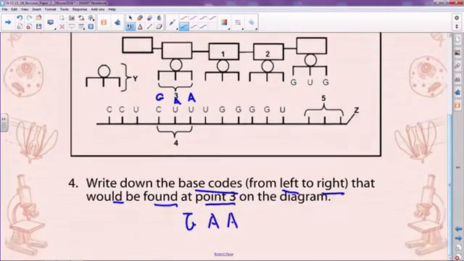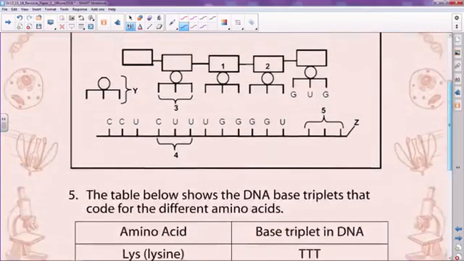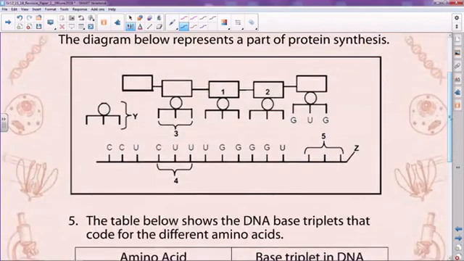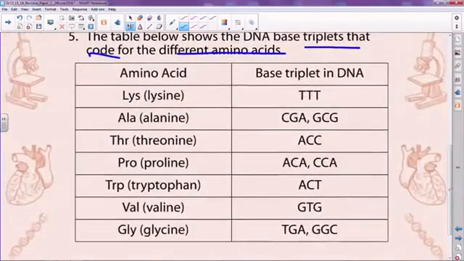Right, which is one that you got, and it's quite easy. Next one that we're going to have a look at, okay, still the same thing. It says here, the table below shows the DNA base triplets that code for different amino acids. So there it is. All I want you to do now is have a look at this. This is very simple. They're saying if you have TTT, you have lysine, okay? And if you got alanine, you got CGA or GCG, any one of those.